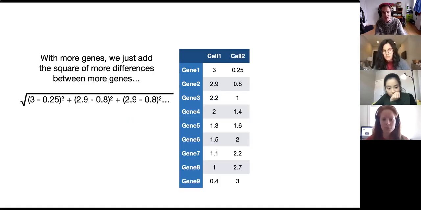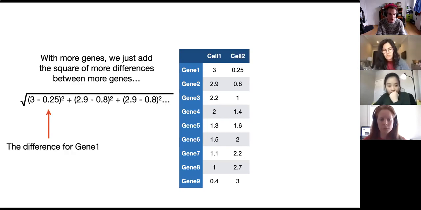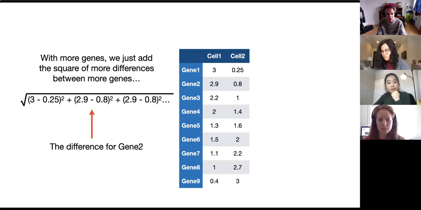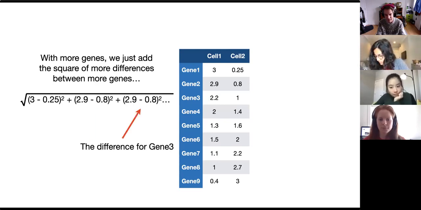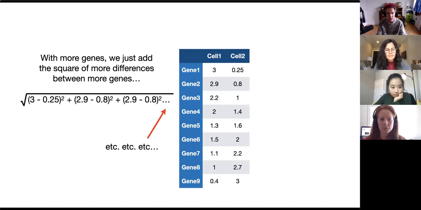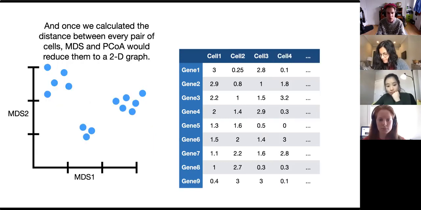When there are more genes, we just add the square of more differences between genes. The difference for gene 1, the difference for gene 2, and this is actually a copy and paste error. That's supposed to be the difference for gene 3, but it looks a little messy. It should be 2.2 minus 1. Anyways, et cetera, et cetera. We just do that for each gene in our list of genes, and ultimately, we calculate a distance.